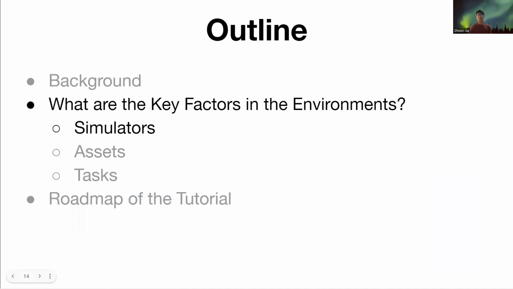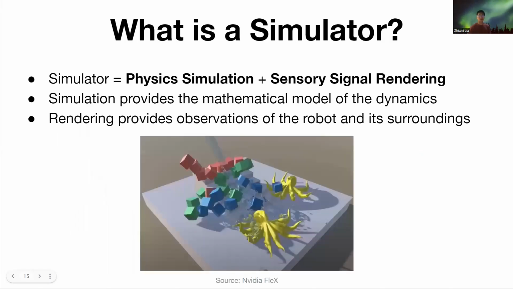Okay, now that we've known why we should use virtual environments to study embodied AI, let us go through some of its key factors. We will first start with simulators. So what is a simulator? A simulator is essentially physics simulation plus sensory signal rendering.